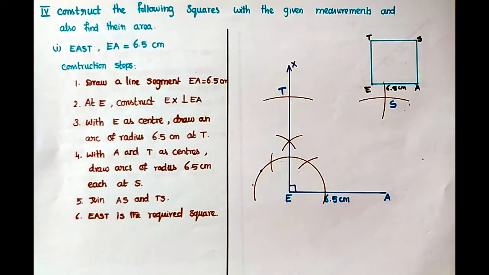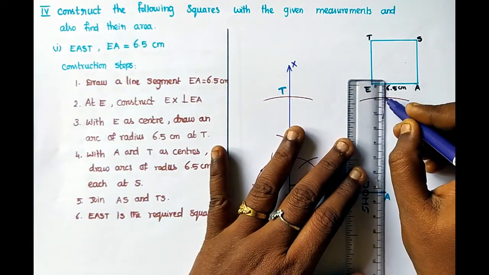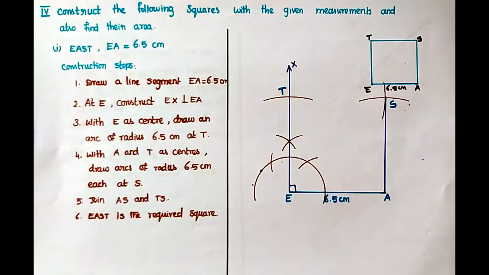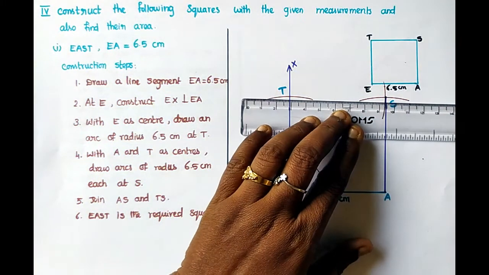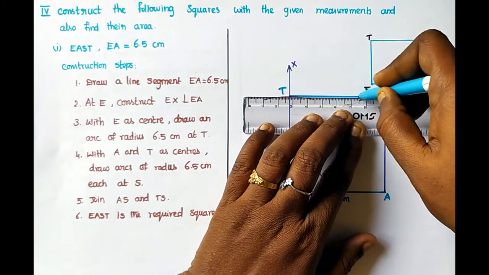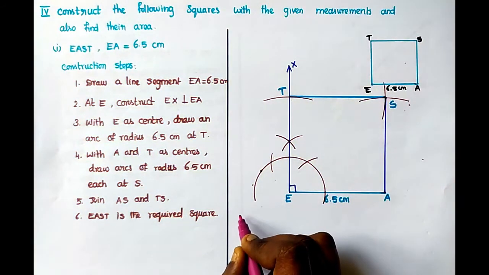Now join AS and TS. Now we get the required square.